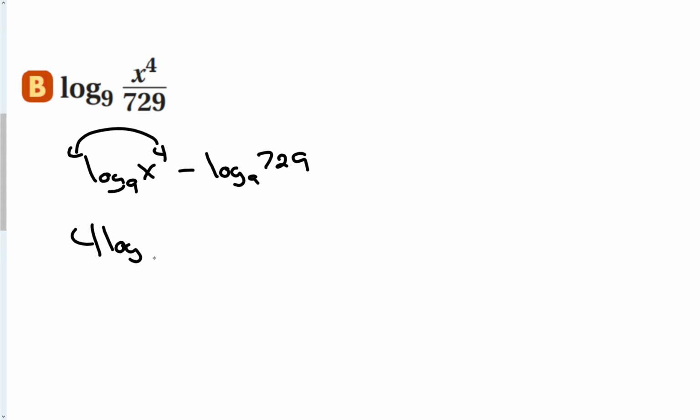Next, this can separate into 2 pieces and maybe simplify a little bit. So let's try it out. Log base 9 of x to the 4th minus the log base 9 of 729. The 4 comes to the front, so it's 4 log base 9 of x minus, well, these two go together pretty nicely. 9 times 9 times 9 is 729. So that means the answer to that is 3. Okay, and now it's simplified.